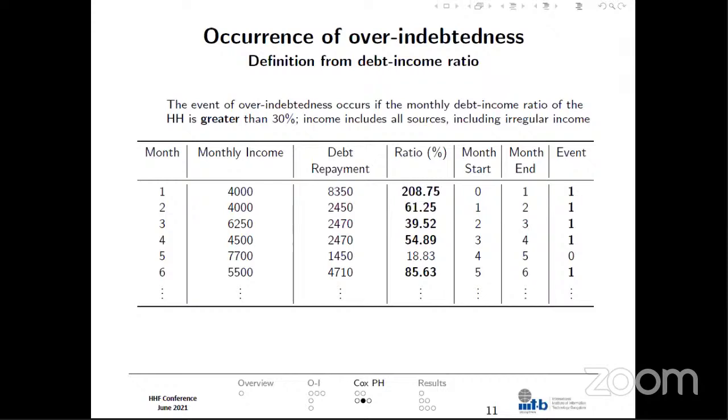So we consider the income from all these sources, and what we find here is that the definition we have considered for when an event occurs is if the ratio exceeds 30%. Again, the number can be changed, and the same methodology can still be adopted.